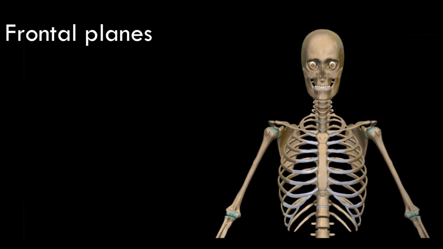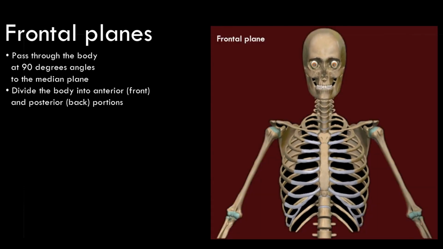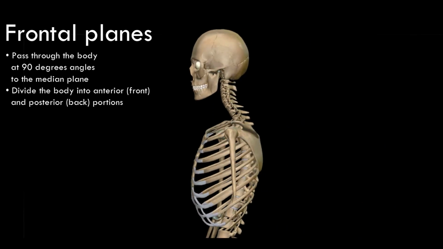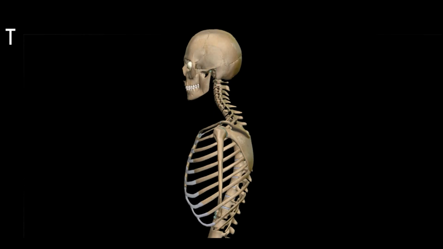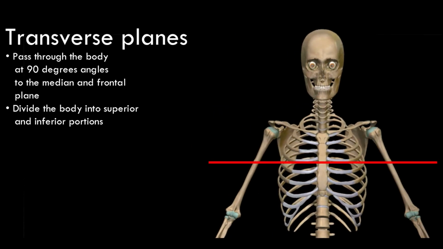Frontal planes are vertical planes passing through the body at 90 degrees angles to the median plane, dividing it into anterior and posterior portions. Transverse planes are planes passing through the body at 90 degrees angles to the median and frontal planes. So like you see, a transverse plane divides the body into superior and inferior parts.